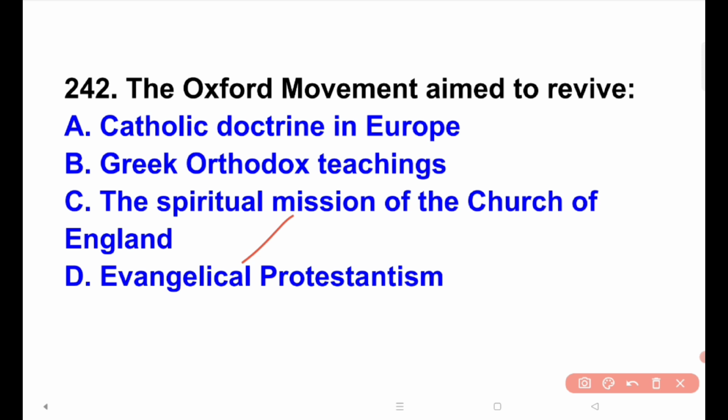Greek Orthodox teaching was not related to the movement's aims and was opposed by Oxford leaders who viewed it as lacking spiritual depth. Known for Tractarianism, inspired by the Tracts for the Times, 1833 to 1841.